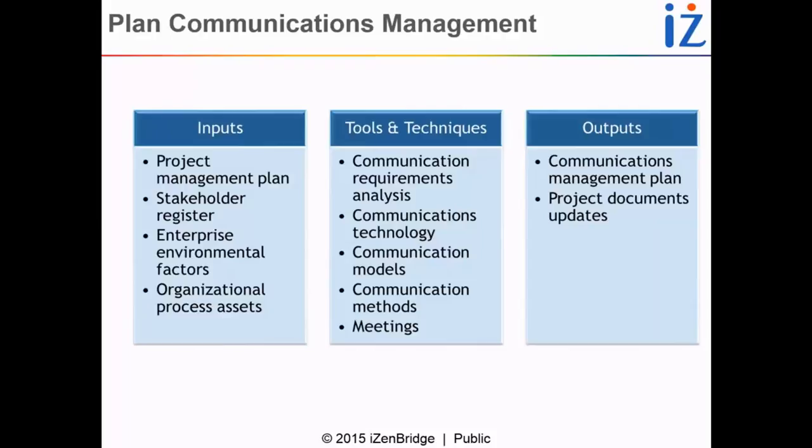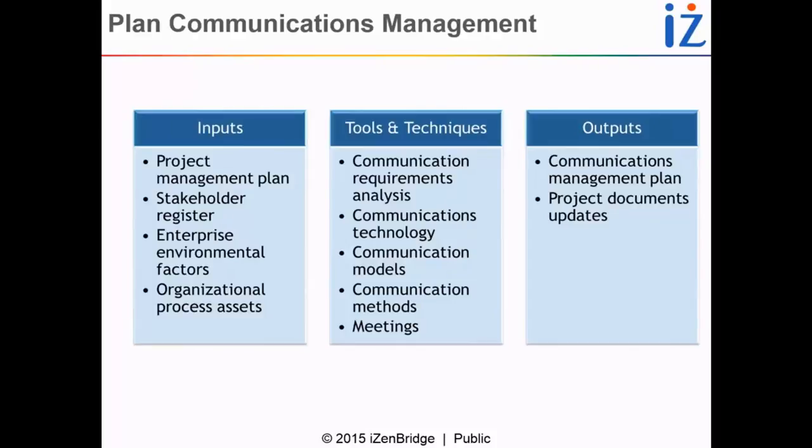So given all these inputs, we then use certain tools and techniques in order to produce the output. And the output we produce, as you can see, is the communications management plan. A secondary output is that some project documents would need to be updated. For example, if we find that some stakeholder is missing, or his role was incorrectly documented earlier, or his information needs are different, then we may have to go back and update the stakeholder register.